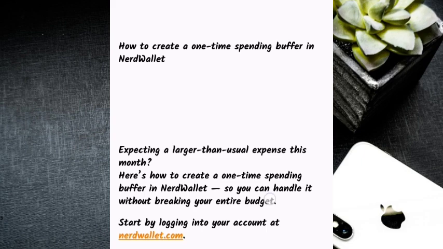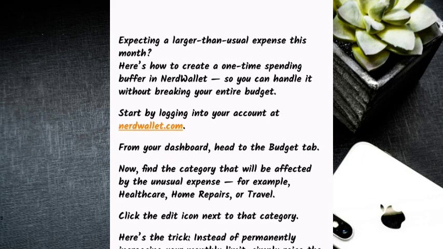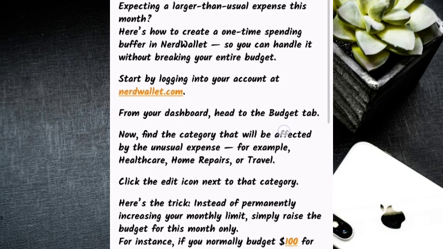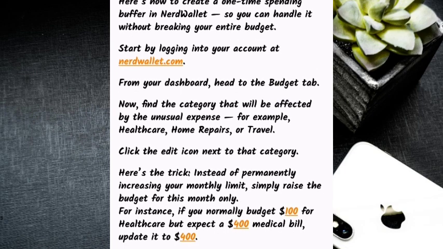First, start by logging into your account at nerdwallet.com, and then from your dashboard, just head to the budget tab. Now find the category that will be affected by the unusual expense. For example, if it's healthcare, home repair, or travel, just find that and then click the edit icon next to that category.